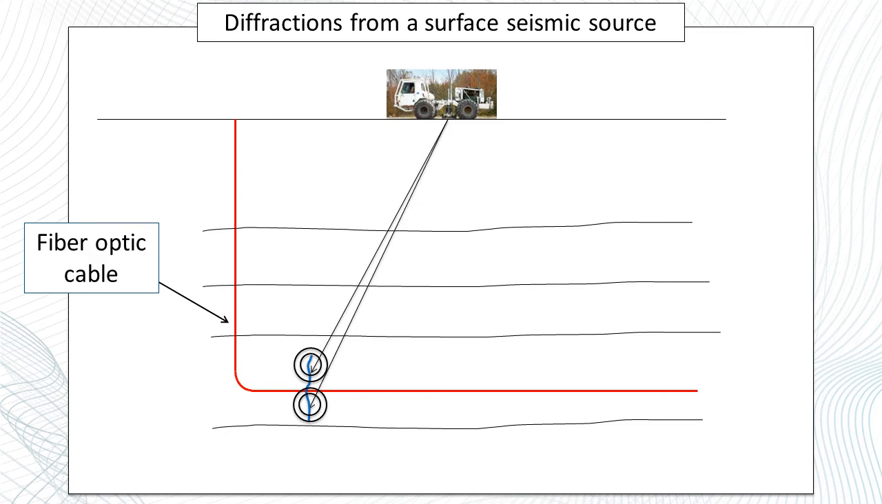This presentation discusses the case in which there's a surface seismic source, as we have in this picture, and fractures near or even crossing a DAS fiber, particularly where the DAS fiber is in the horizontal part of the well, as we see in this picture.